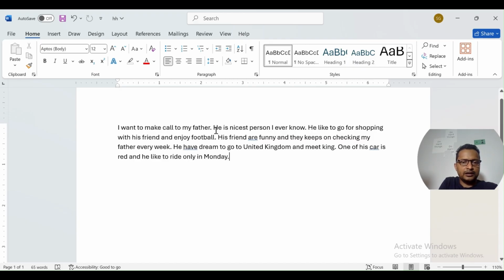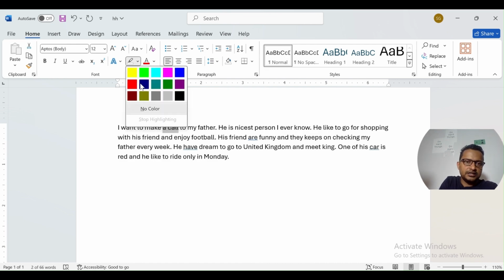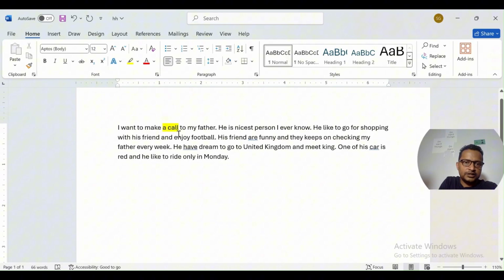I want to make call to my father. See, make call to my father. So this is "call", right? One call, two calls. You can count the call, right? So you should write either "a call" or "calls". Generally, I want to make a call. So that is the problem here. See, this is one problem here. I want to make a call to my father.